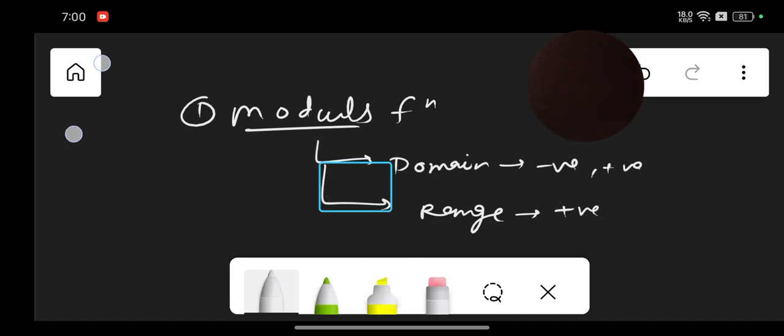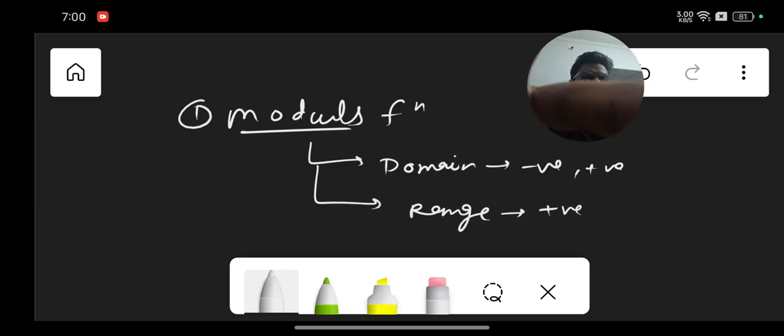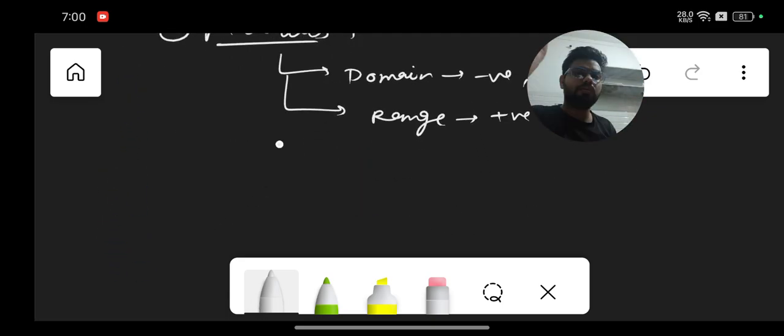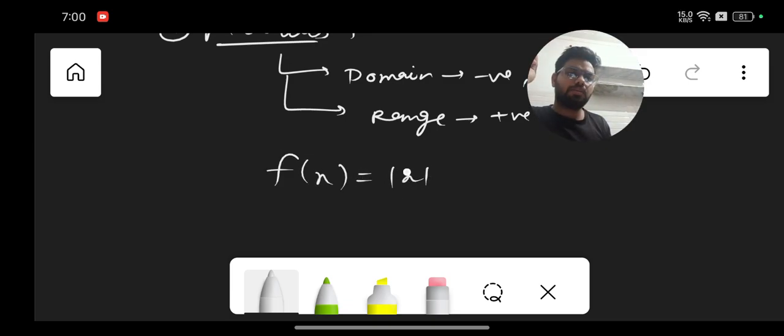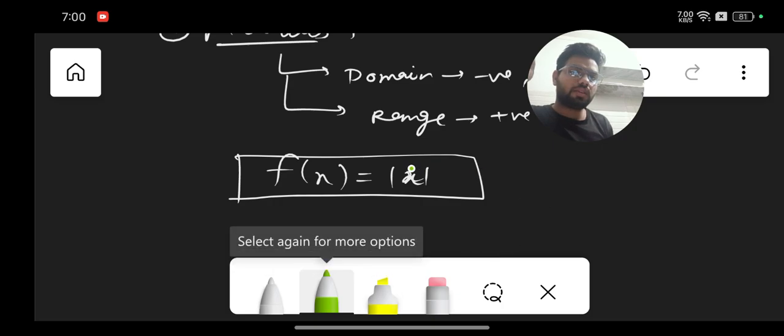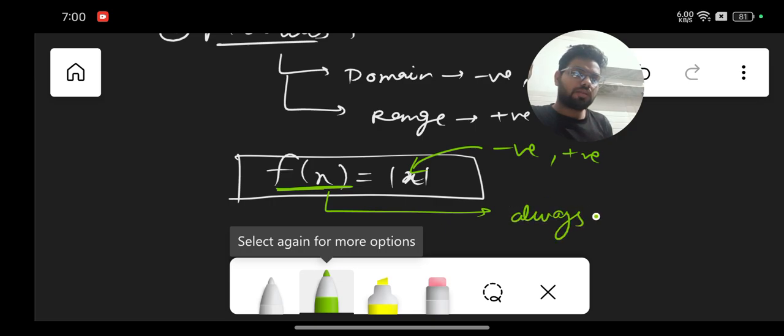Suppose I take an example, f of x is equal to mod x. This is the general representation of the modulus function. The domain, meaning the value we put in, can be negative or positive, but the result, f of x, will always be positive. As you already know.